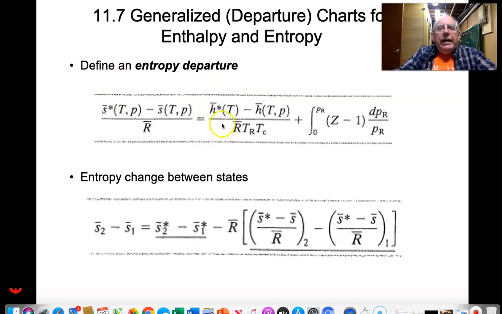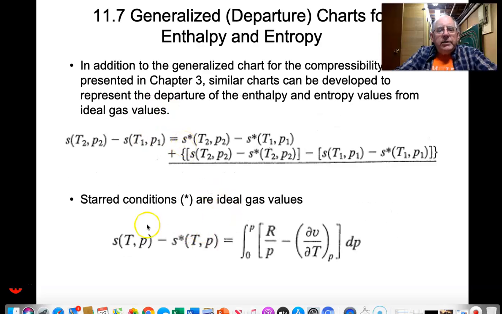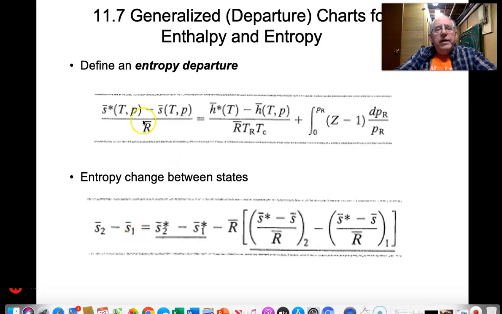What has happened now again is we've seen that the entropy departure has been non-dimensionalized. And so by dividing this by R, since entropy has the same units as R, we then see that this is a non-dimensional value here, and we can show that this particular non-dimensional value for entropy is directly related to the non-dimensional change in the enthalpy as well as that integral term.